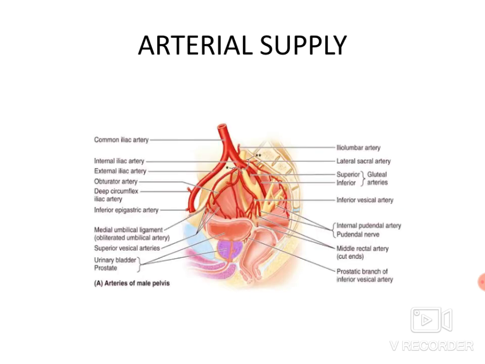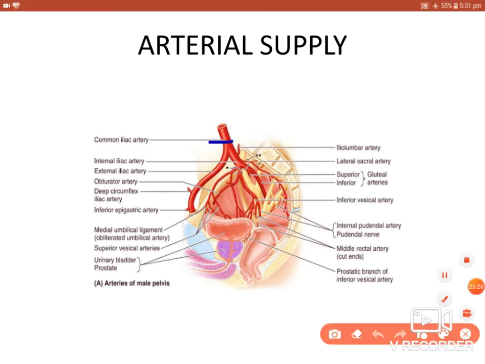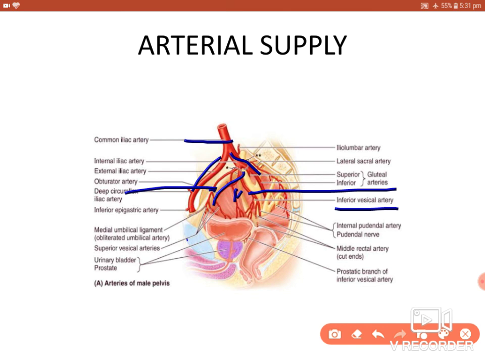Then coming to the blood supply. Here, the arterial supply. You can see this is the common iliac artery. This is the external iliac, and this is the internal iliac, giving branches to the bladder. This is the superior vesical artery. This is the obturator artery. This one is the inferior vesical artery. Additional to that, in females, there are branches from the uterine and vaginal arteries. These also supply the urinary bladder.